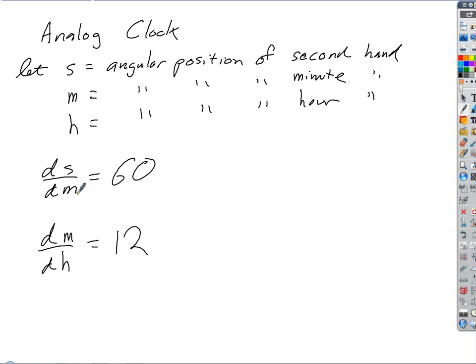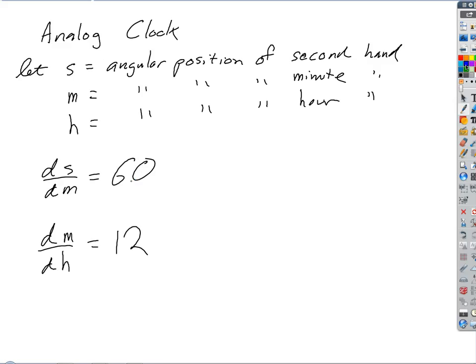Okay, but really, this doesn't seem right, does it? But this is true. The minute hand only moves 12 times faster than the hour hand. It seems like it'd be more. And the second hand is only 60 times faster than the minute hand. Only 60. But that's a lot.